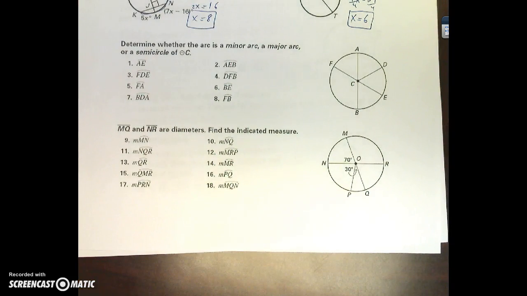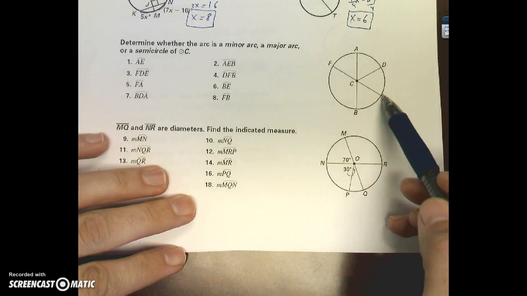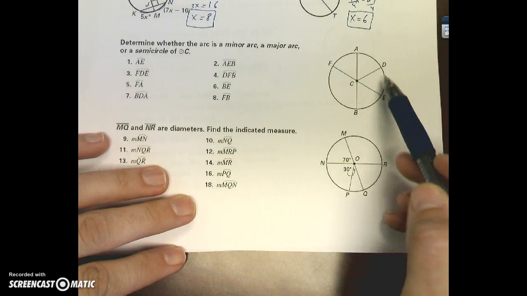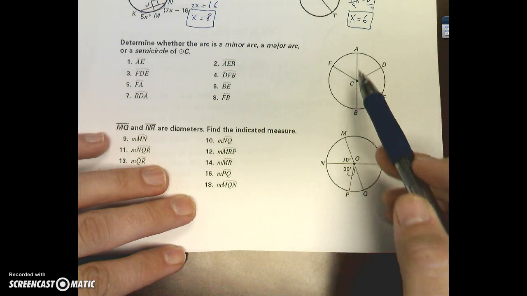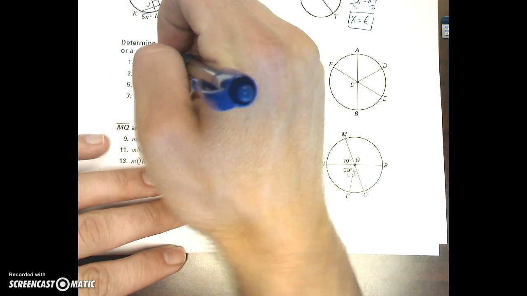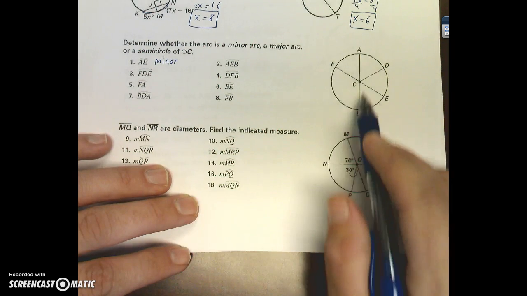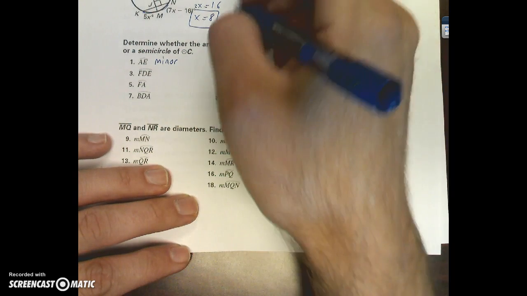Alrighty. Now, on to the very last part. This is actually like the easiest part, I feel. 1 through 8. Determine whether the arc is a minor, major, or semicircle. AE. So from here to here. Right? Always the shortest distance. It's less than a straight line, less than a semicircle, therefore it's minor. Number 2, AEB. Notice it goes all the way around, straight line. This would be your semicircle.